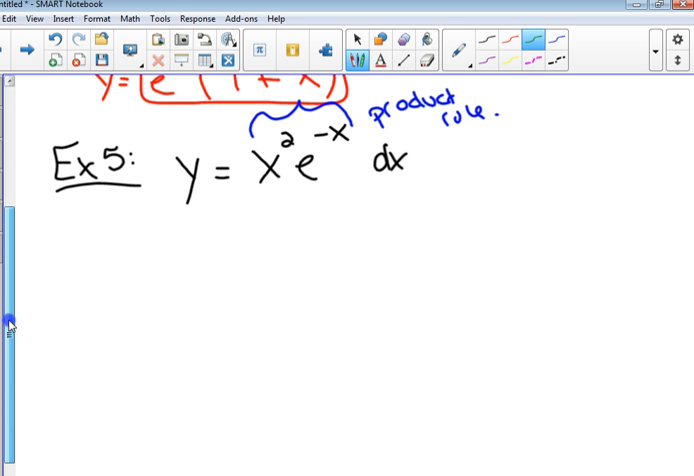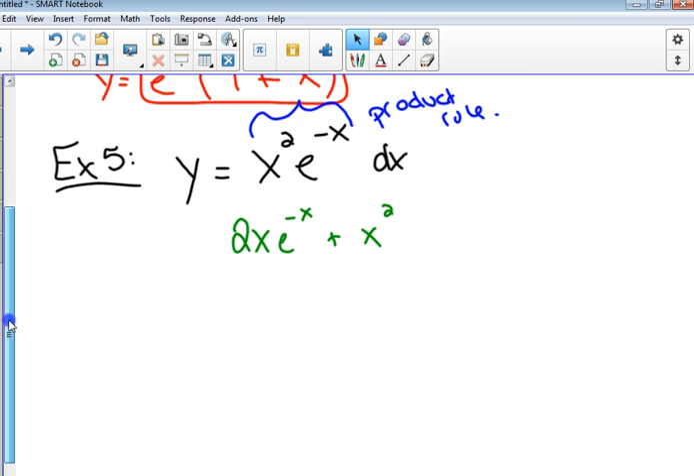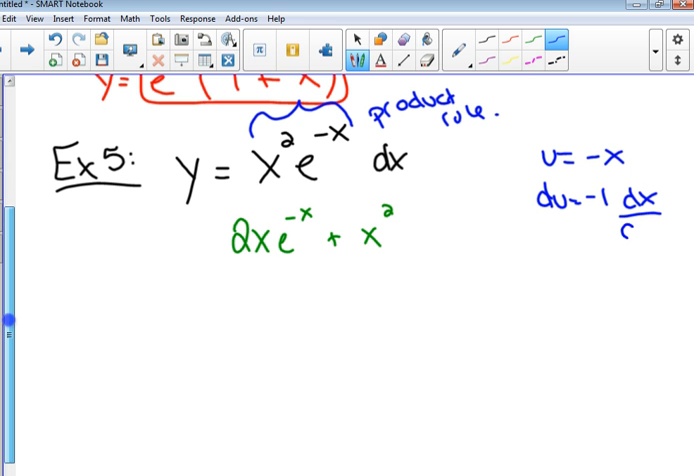Alright, let's see what we got going on here. When you guys get your u prime, we get 2x. Then your v stays the same, plus we get x squared. Now this part may give you guys some trouble. If you need to, go on the side of your paper and figure out what your u is. Your du is -1 dx.